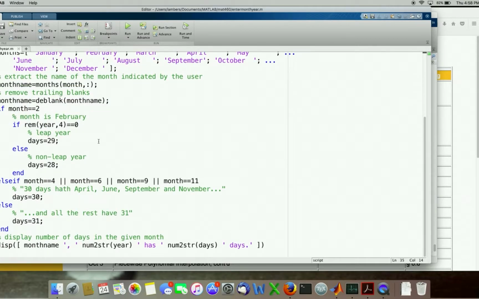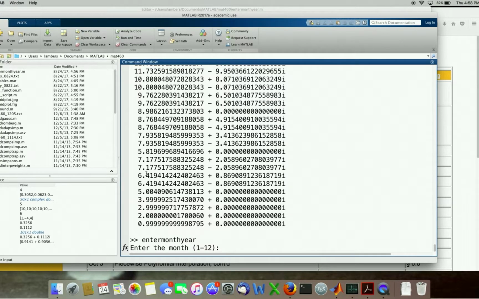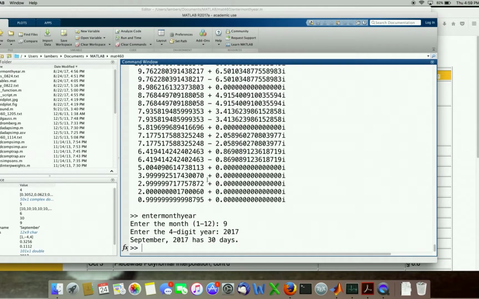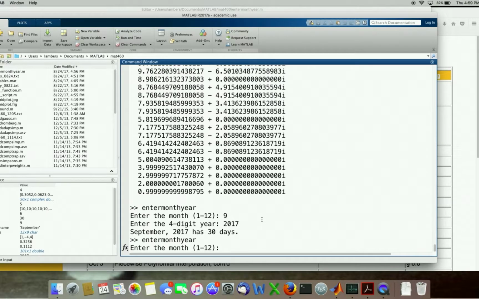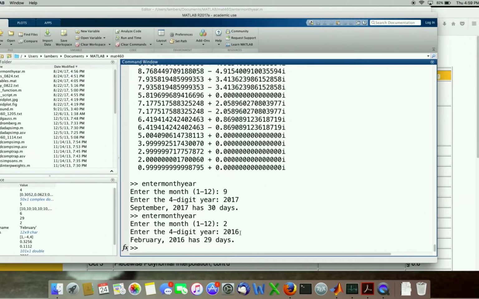Okay, so if I were to run this, I would type in the name of a script, enter month, year at the prompt, and then I'll fill in, for instance, September 2017, and it'll tell me that it is 30 days, based on how I built up that string on the last line. It's kind of annoying how it puts that input in the command history. I'd rather it not do that. February 2016, that was a leap year, so it accounts for that. It has 29 days.